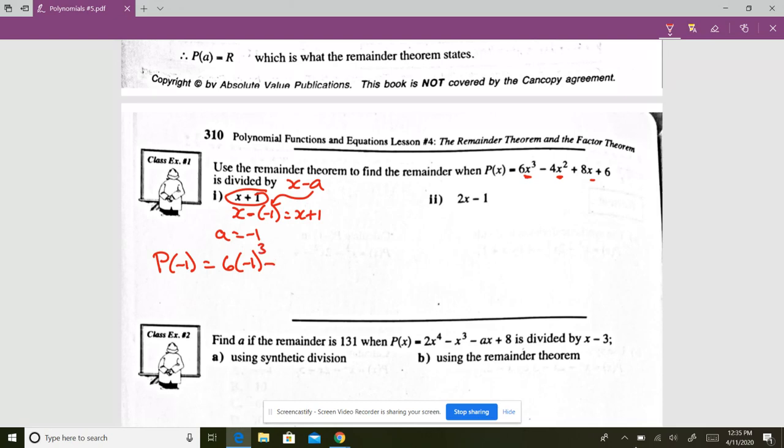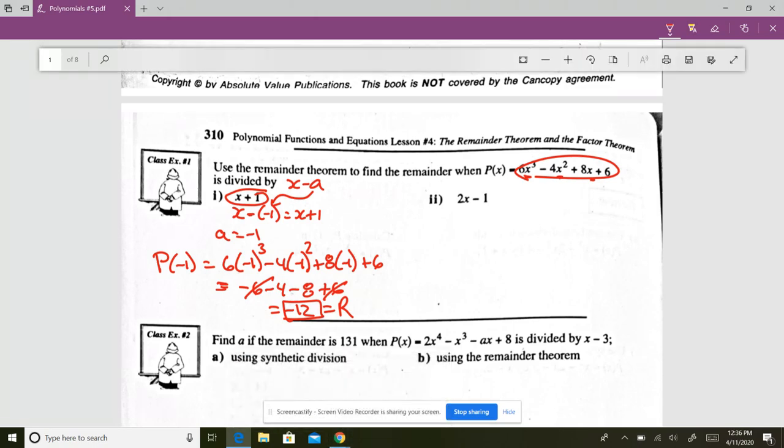Bracket it, especially if you are doing negatives. Negative 1 cubed is negative 1 times 6, so negative 6. Negative 1 squared is 1 times negative 4, which is minus 4. Negative 1 times 8 is minus 8, plus 6. Negative 6 plus 6 cancel out. Negative 4 minus 8 is negative 12. That is the remainder. If you divide this by x plus 1, you'll get a remainder of negative 12, which you could do if you really want to.